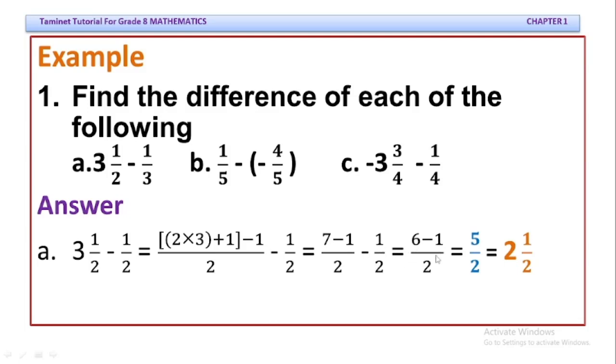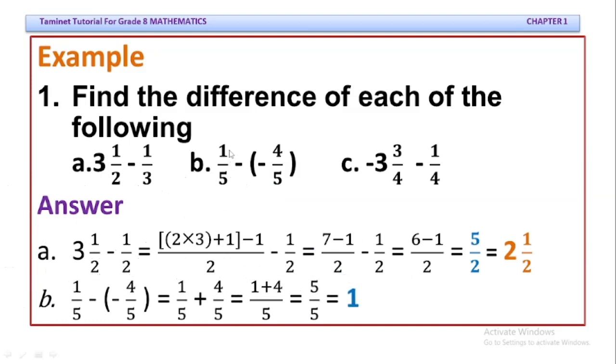6 minus 1 over 2. 6 minus 1 is 5 over 2 is the difference, but this is an improper fraction. So this is the difference of these two given numbers, but this is an improper fraction, and an improper fraction can also be changed into a mixed number like this. So you can answer 5 over 2 or 2.5 like this, because these two numbers are equivalent rational numbers. So by using this, we can determine the difference of the two numbers easily.